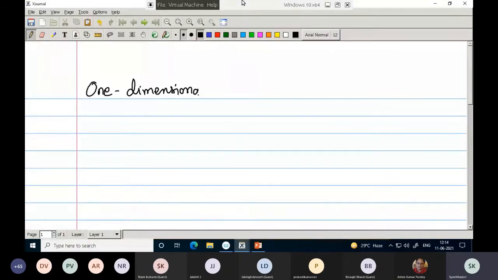One-dimensional wave equation. Okay, because everything starts here. So it's very simple. The idea is that we have a simple problem: let's say you have a bar.